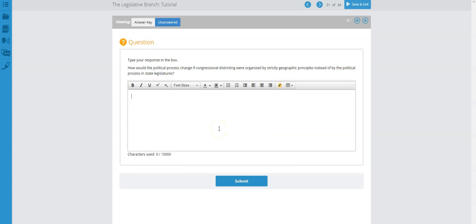We are now on page 21 of the legislative branch tutorial, and this is where you actually need to write a response to the question. And the question goes like this: how would the political process change if congressional districting were organized by strictly geographic principles instead of by the political process in the legislature? Please make sure that you go back to the tutorials and be able to provide a good solid response here. We're looking for at least a good paragraph. This means 5 good sentences that explain what you're being asked to do here in this particular activity.